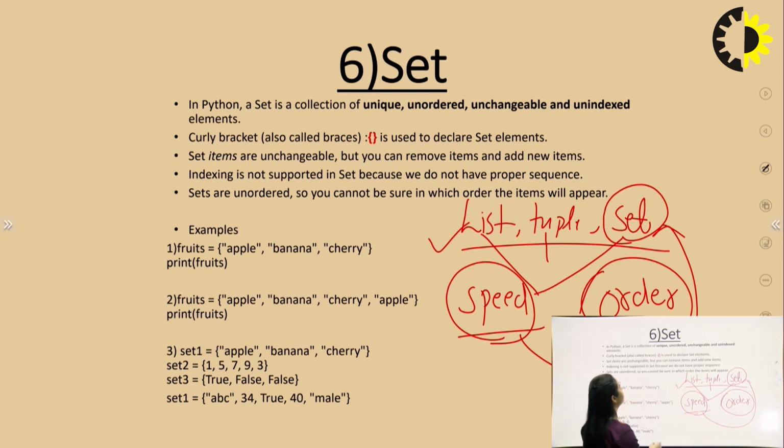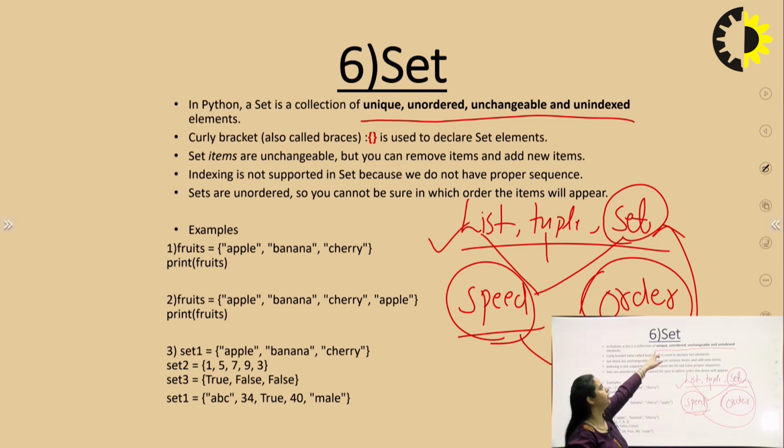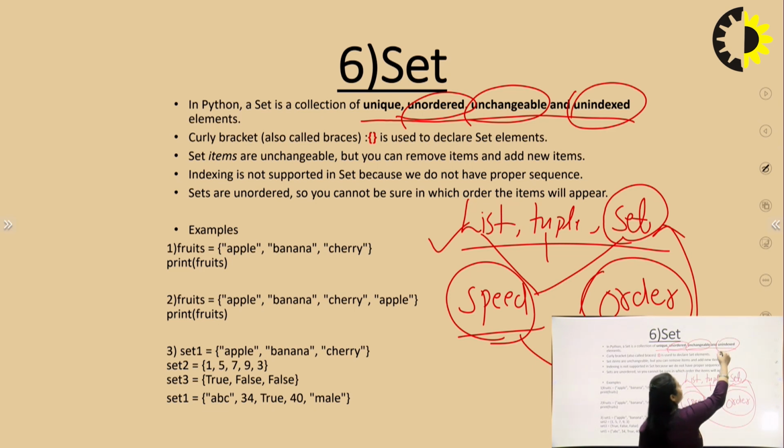So basically, what is set? A unique, unordered, unchangeable, unindexed collection of elements. What is the meaning of unique? Duplicacy is not allowed in the set. You can put a duplicate value in the set, but it will be treated as a single element. Unordered means it is not stored at a contiguous memory location. Unchangeable means it is immutable. Once a set is declared, it cannot be changed. Unindexed means that if it is not stored at a contiguous memory location, I cannot index its elements properly.